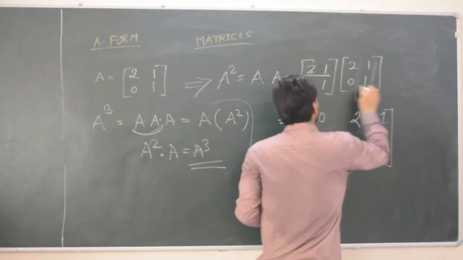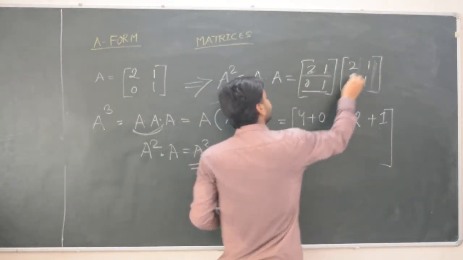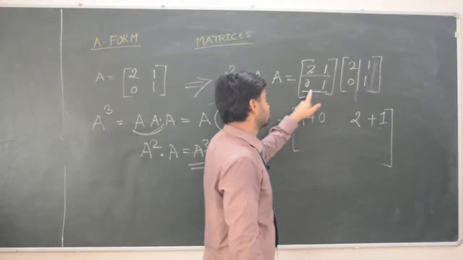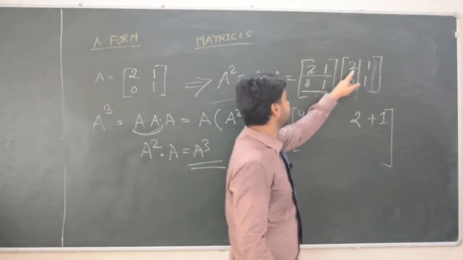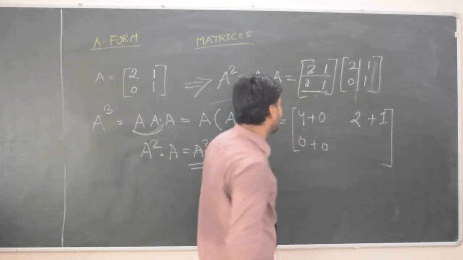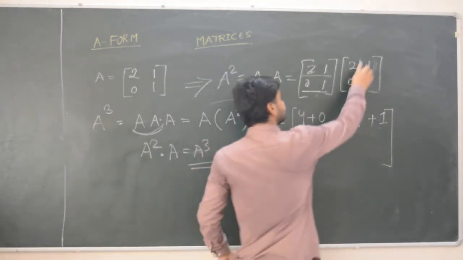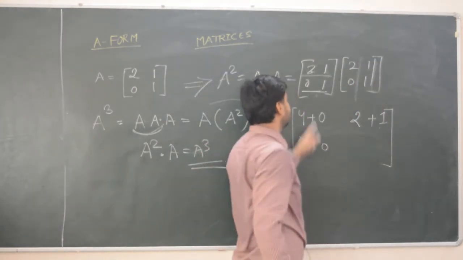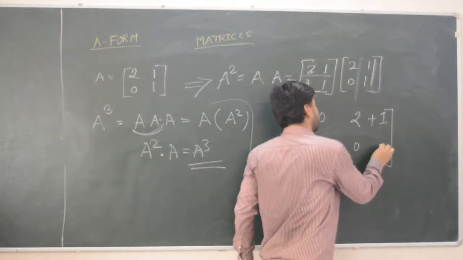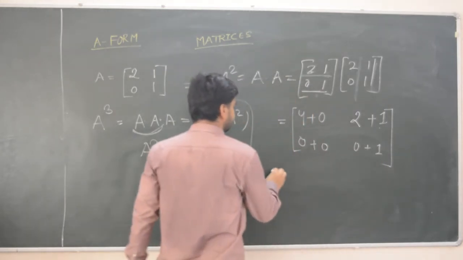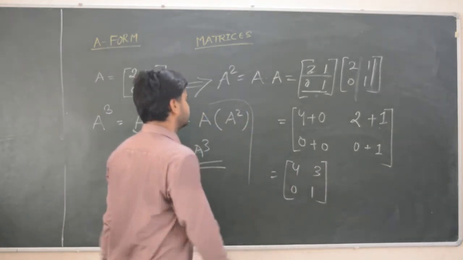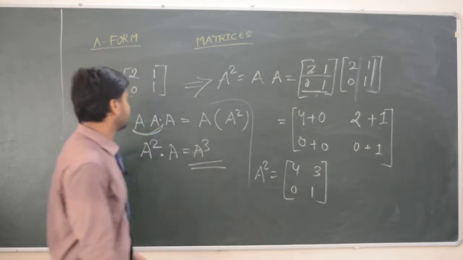Now multiply the second row with the first column and the second row with the second column. First we will multiply the second row with the first column. 0 multiplied with 2 will give us 0, and 1 multiplied with 0 will give us 0. Now multiply the second row with the second column, so we will get 0 into 1 as 0, and 1 multiplied with 1 will give us 1, with a plus sign in between. So we will get finally [4 3; 0 1]. Okay, so this will be A square.